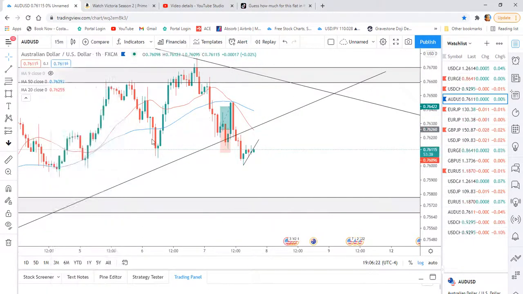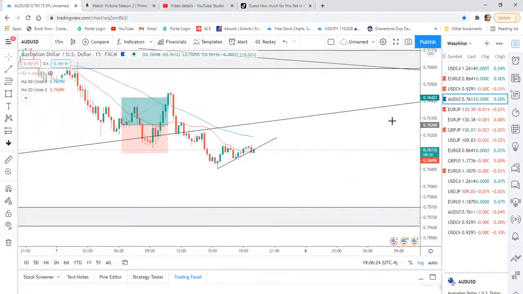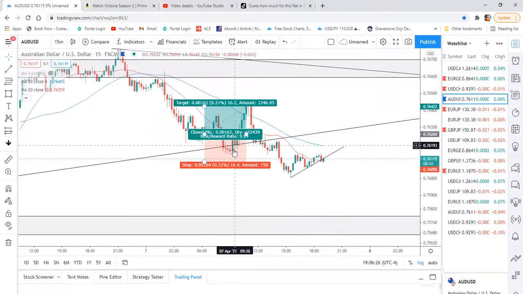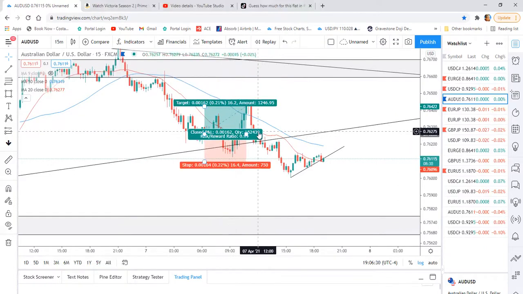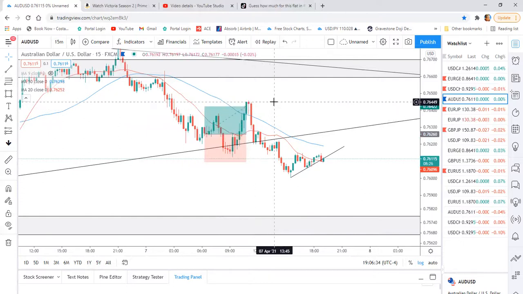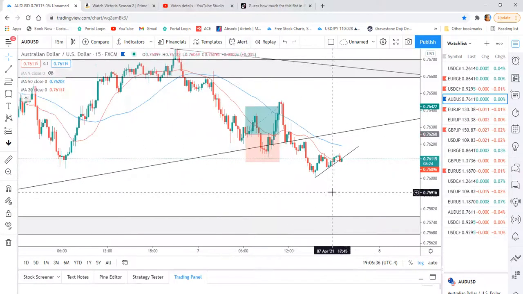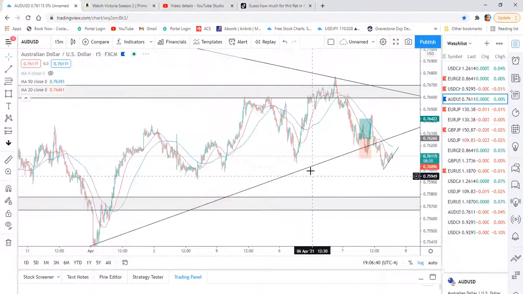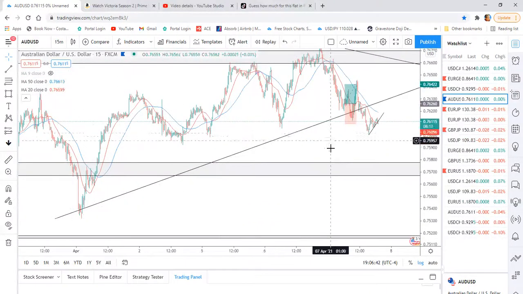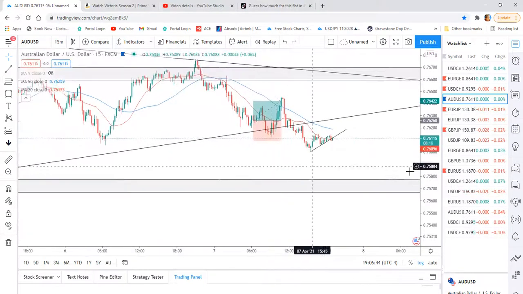So I went down to the 15 minutes to see where I could enter. And I did enter off of this large green candle right here. So I entered the market right there, and then I took it up for 16 pips. It did reverse and come back down. So the fact that this would have been the second touch on this trend line, you never know what's going to happen.